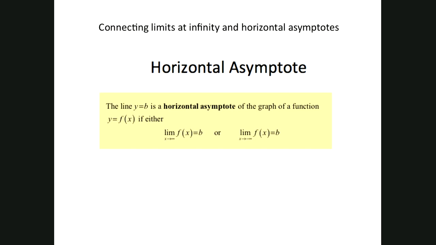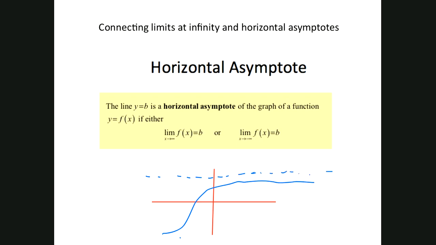Here is a definition that most students don't understand. A horizontal asymptote is if you have a limit as x approaches infinity and that function goes to a number. That would be a horizontal asymptote. Now remember, let's review what a horizontal asymptote is. If I have a function that goes like this, and then it levels off and goes straight, this is called a horizontal asymptote.